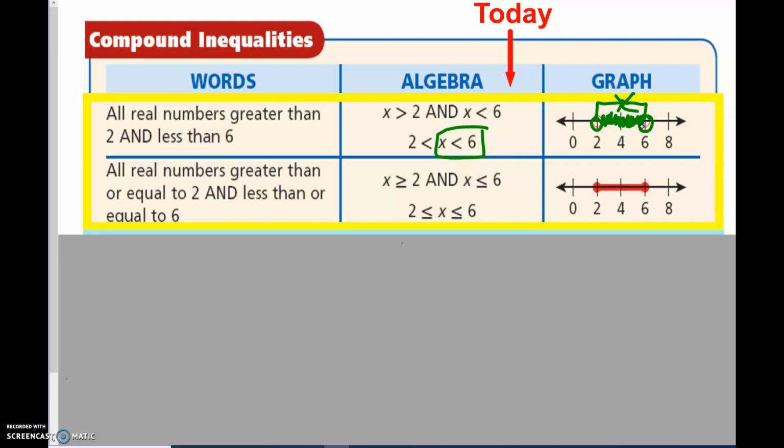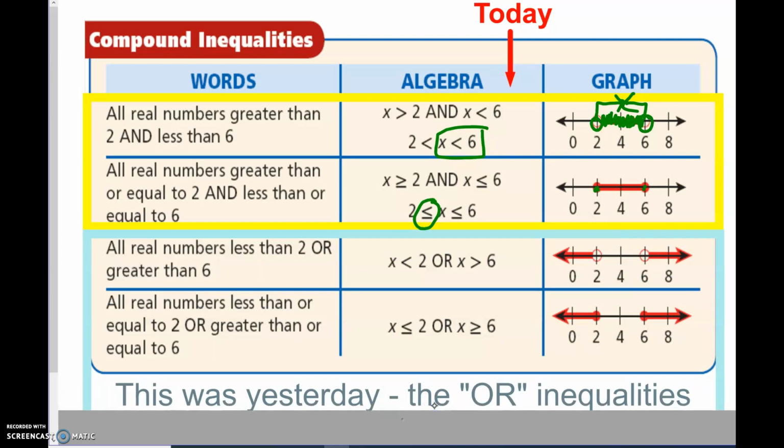Okay? And the only difference from this example and the next example is that you can see that this symbol right here has a line underneath it, so we have closed circles. Otherwise everything is the same. Now if we look at what we did last time we met, and you look at these graphs, see how those graphs are going out? So it goes out and out. They go away from each other, outside. Those are the ORs.